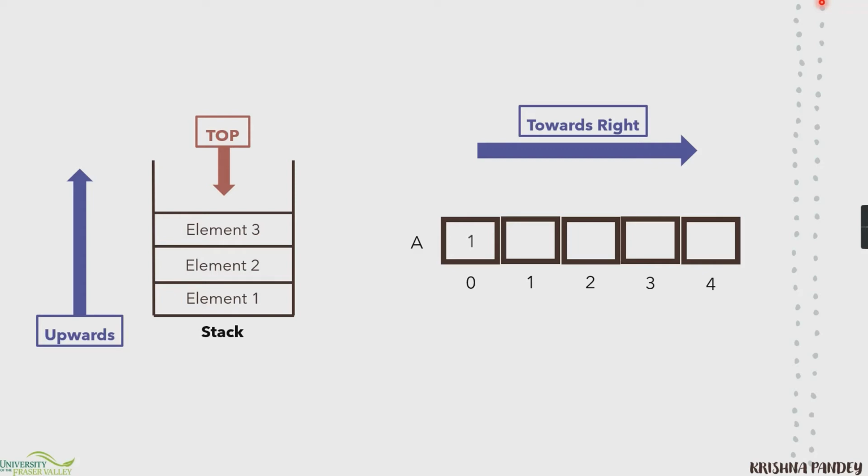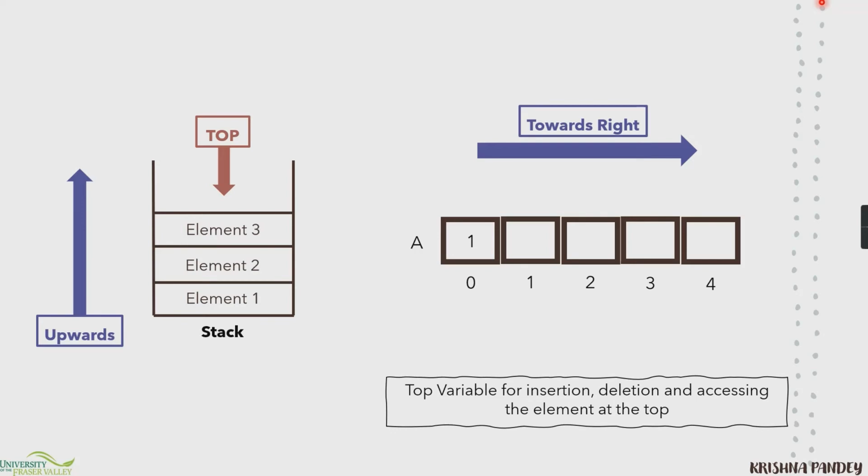So let's add our first element, and we will use a top variable for insertion, deletion and accessing the element at the top. So currently our variable top will be at index 0, and to add another element we will increment our top by 1 and then we can simply add the element at that position. So in this way we can represent a stack using an array.